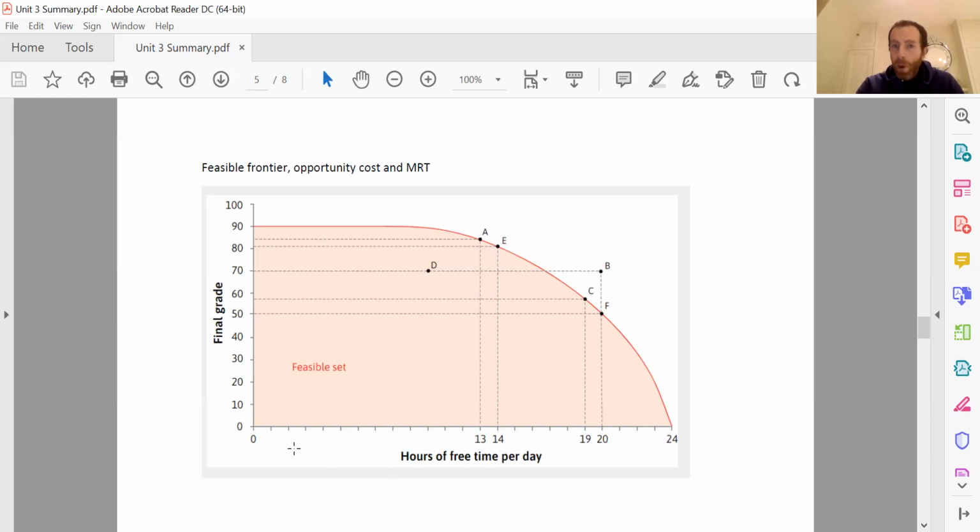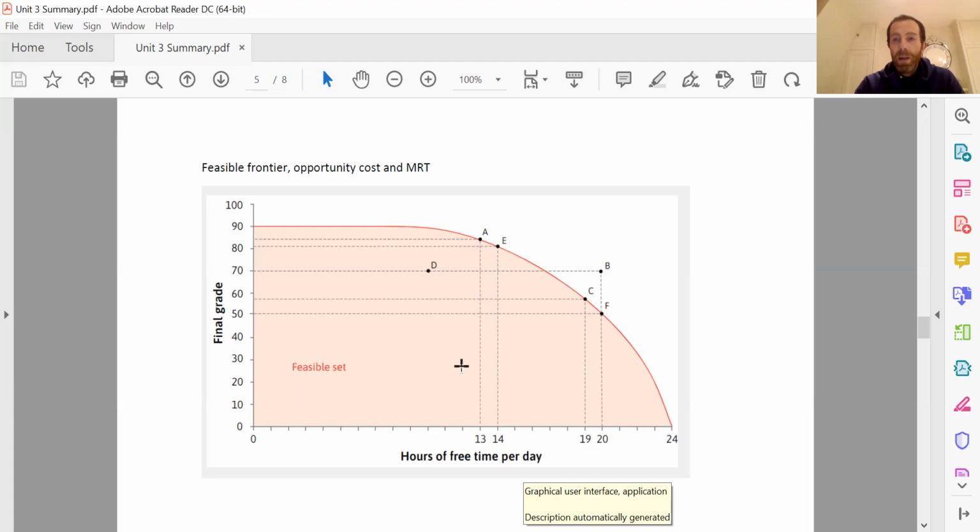So, okay, what do I mean by what is possible? Well, if Alexei had 0 hours of free time, meaning he put all 24 hours of his day into studying, he'd get a grade of 90. If Alexei chose 14 hours of free time, so as in 8 hours of study, he would get a grade of 81. So that's all this curve is showing us, right? The possible combinations of free time and final grade. And I stress possible, not preferences, but what is actually possible.